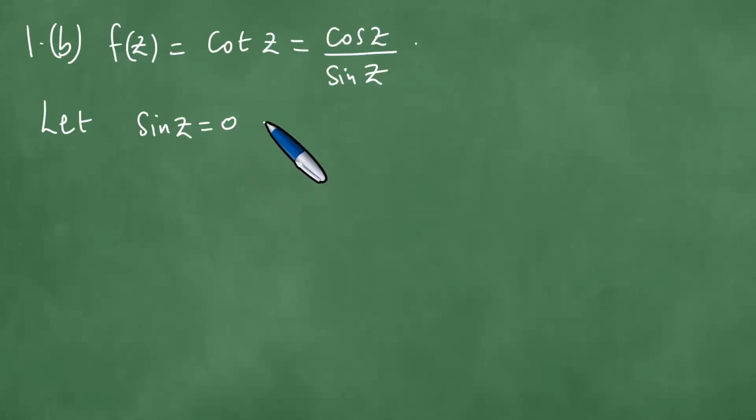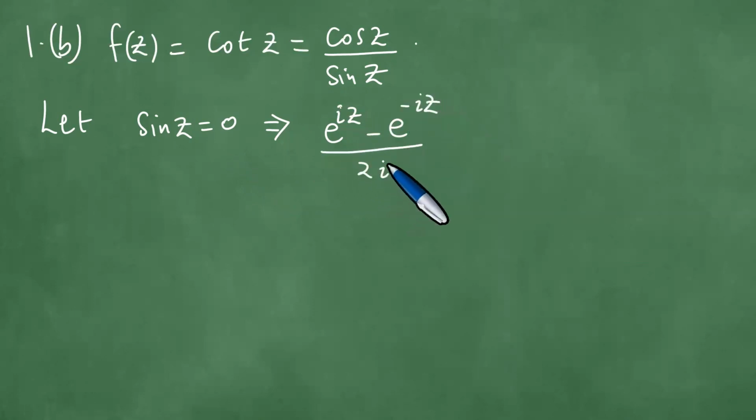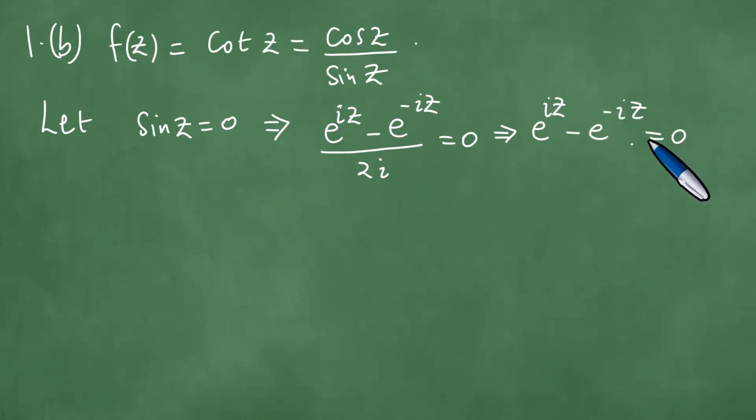And we know very well that this actually implies that e to the iz minus e to the minus iz, all divided by 2i, equals 0. Cross multiplying everything means e to the iz minus e to the minus iz equals 0. Multiplying both left and right by e to the iz means e to the iz squared is 1.